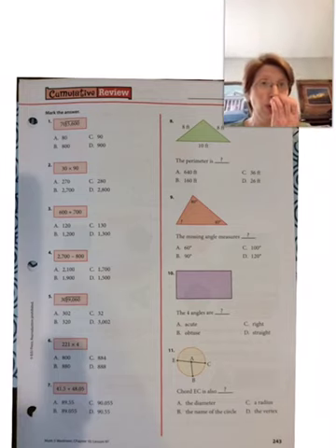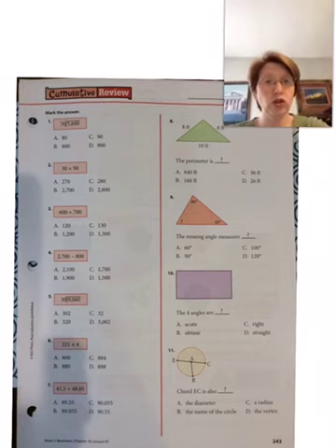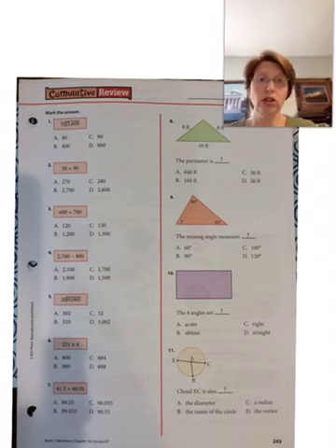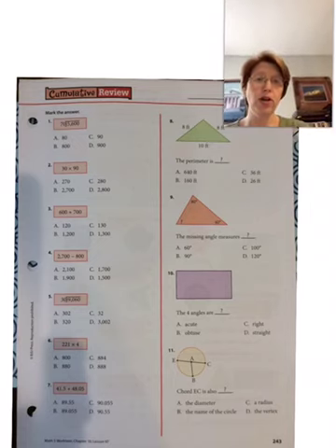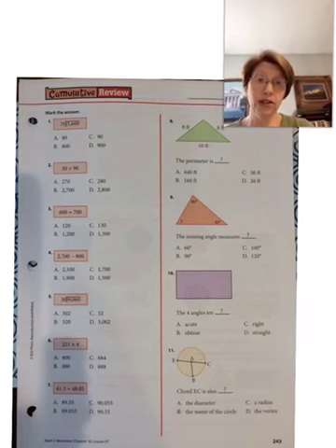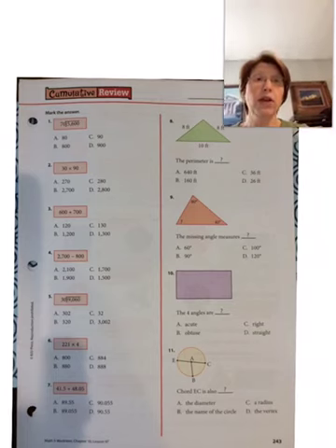Is it a diameter? Diameter is a line that goes straight through a middle point. So does EC go through a middle point? I'm going to give you this one. Yes, it does. So 11 should be a diameter. Okay, now we're going to look at the back.